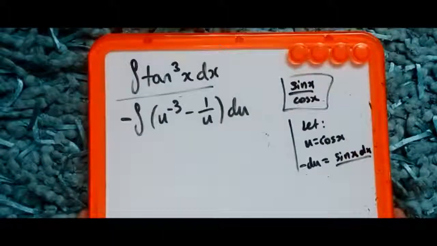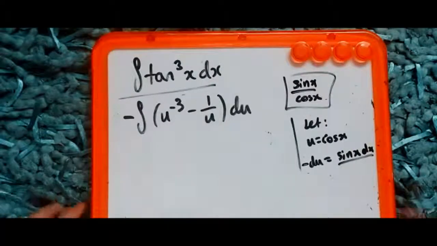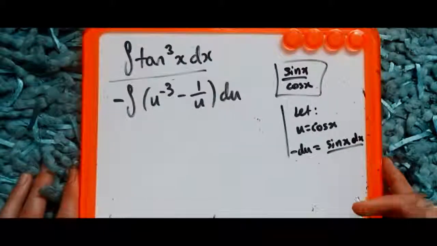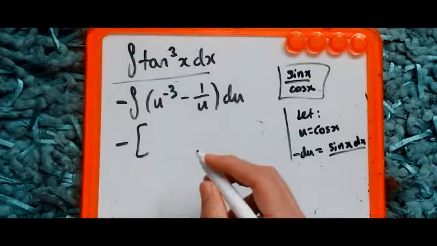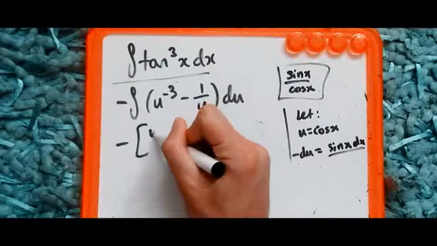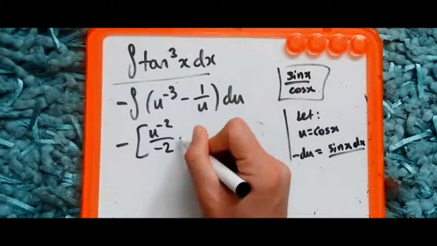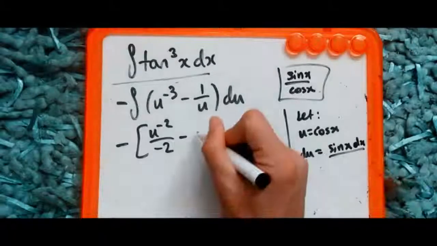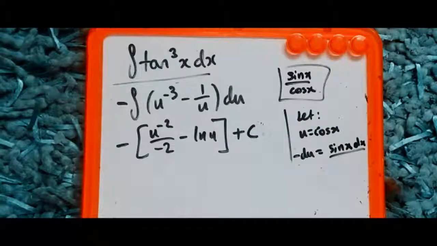And here we are, guys. I'll rewrite everything on the top line. This is literally the deal. Integrating this is dead easy. So what do we get? Minus u to the power negative 3: you raise the power up by 1, so it'll be minus 2, and divide by minus 2. Minus 1 over u is just the natural log, by definition. And of course we put a plus c as the constant.